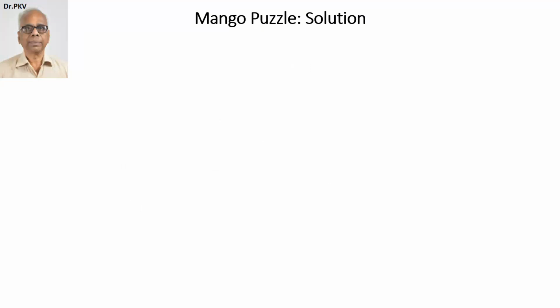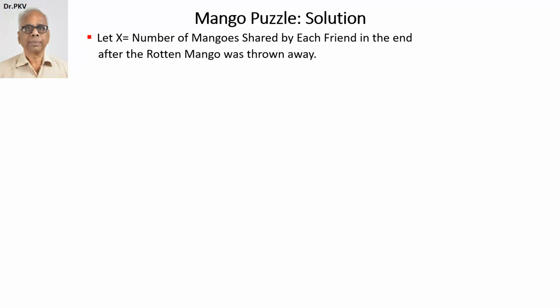We start backward recursion from the final stage. Let x be the number of mangoes shared by each friend in the end, after the rotten mango was thrown away. In other words, each friend got x mangoes. Therefore, total mangoes in the final stage is 3x plus 1, including the rotten mango. After throwing the rotten mango, this 3x was shared as x among the 3 friends. So the total number of mangoes is 3x plus 1 in the final stage.